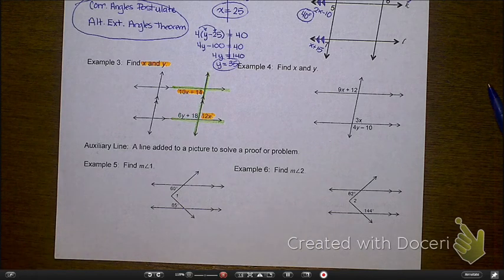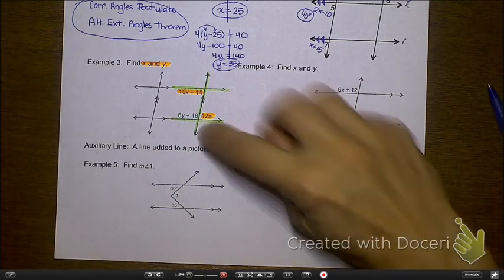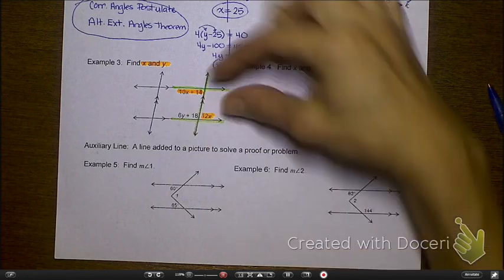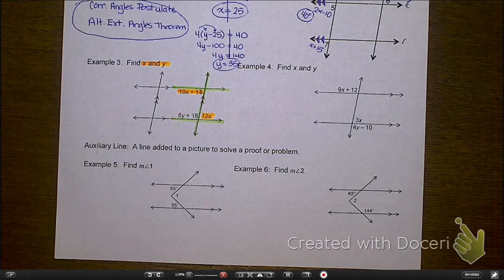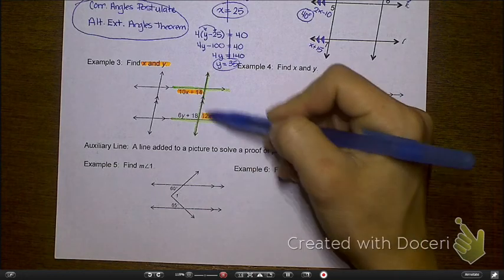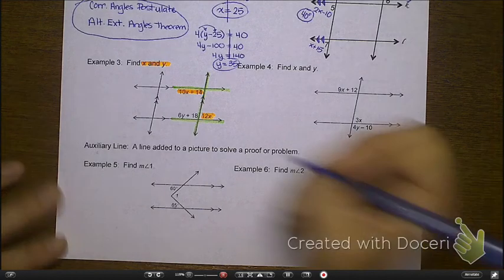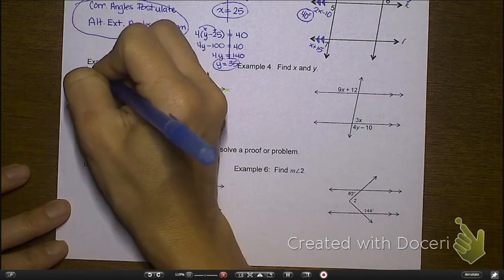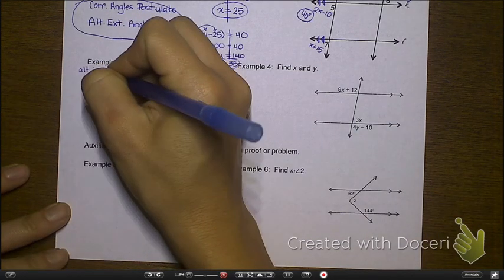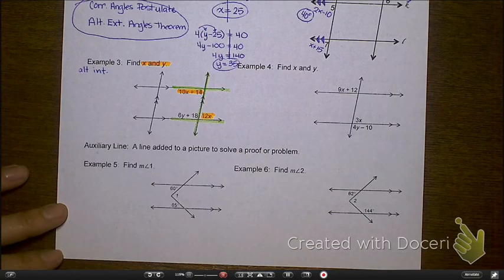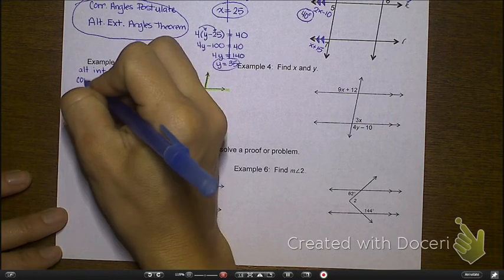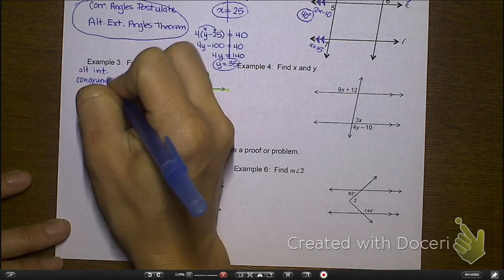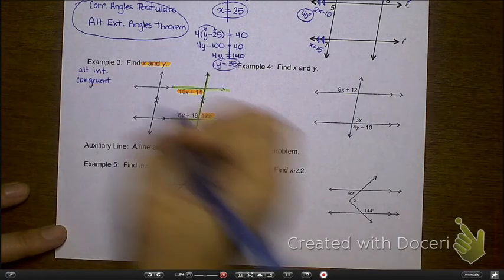Okay, so now that I'm looking at this transversal, this set of parallel lines, what type of angles are those? Are they inside or are they outside? Inside. Same side or alternate sides? Okay, so they are alternate interior angles, right? Okay, what do we know about alternate interior angles? They're congruent. Okay, so let's go ahead and set up our equation. So we're going to make them equal.